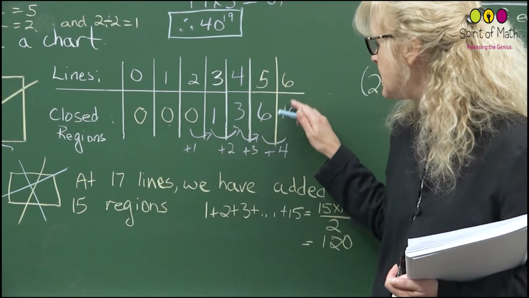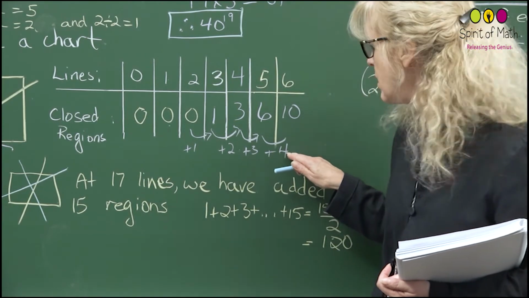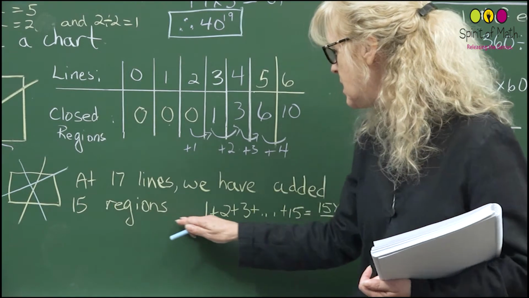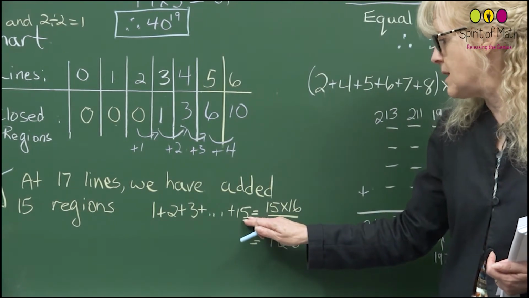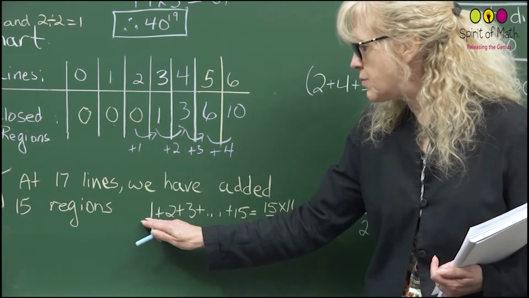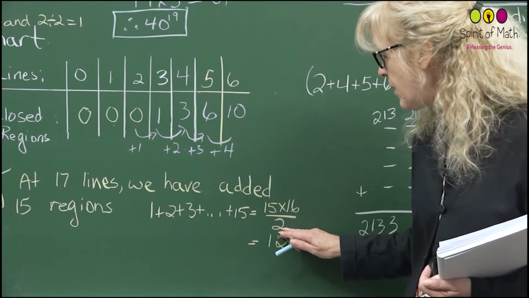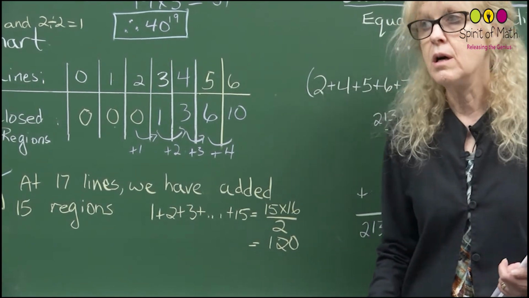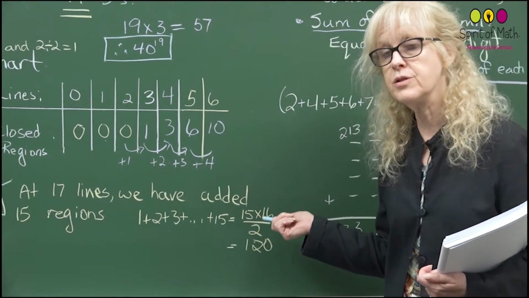Okay, just like here at 6, we added 1 plus 2 plus 3 plus 4, so there's 4 regions. So 17 lines, 15 regions. So you go up to this, 1 plus 2 plus 3 plus 4, all the way up to plus 15. That's the sum of a series, 15 numbers times the average, which is 15 plus 1 is 16 divided by 2. 15 times 16 divided by 2 is 120, and that's how you get the answer. All right, so this is the sum of a series. If you don't know how to do that, you may want to double check.